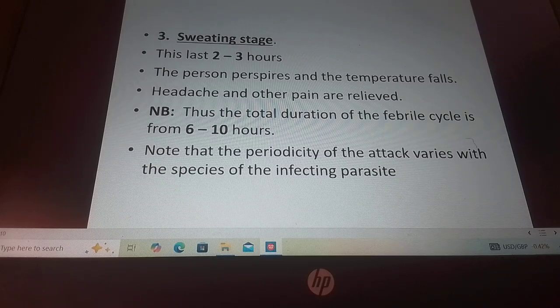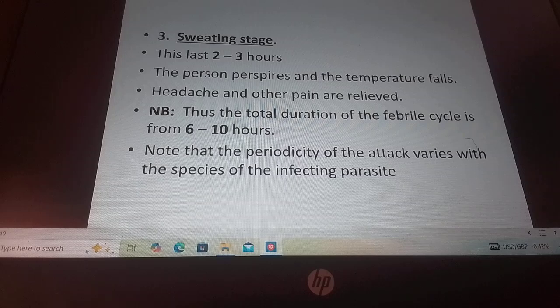And remember, this person will perspire, the temperature will fall, and the headache will be relieved a bit, and other pain will also be relieved. So what you need to know is that the duration of the febrile cycle, the paroxysm, will last for about 10 hours.